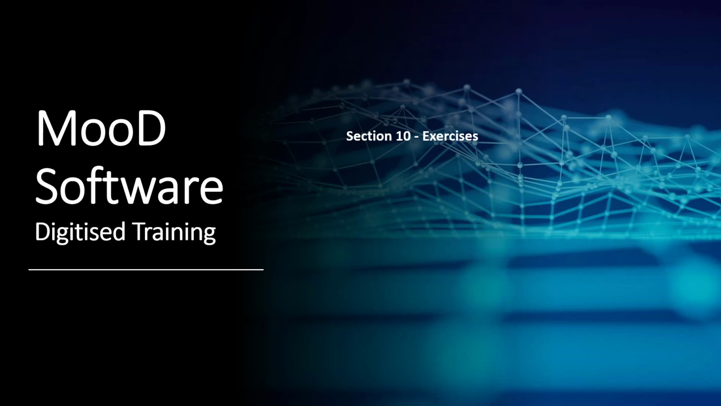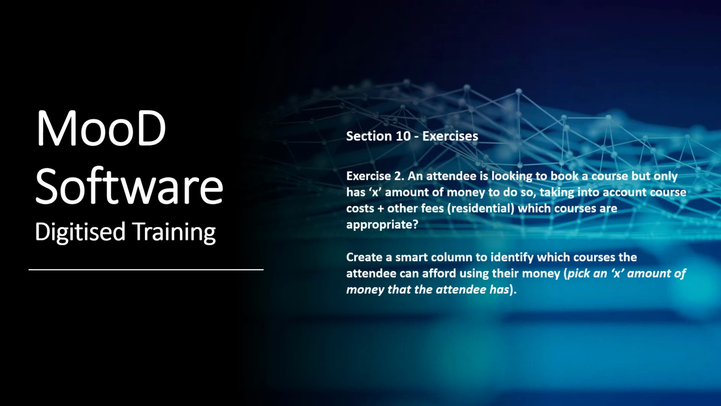Exercise 2. An attendee is looking to book a course but only has X amount of money to do so. Taking into account course costs and other fees, which courses are appropriate? Create a smart column to identify which courses the attendee can afford using their money. In all exercises, please see the course notes on how to do them, and for examples of the finished exercise.